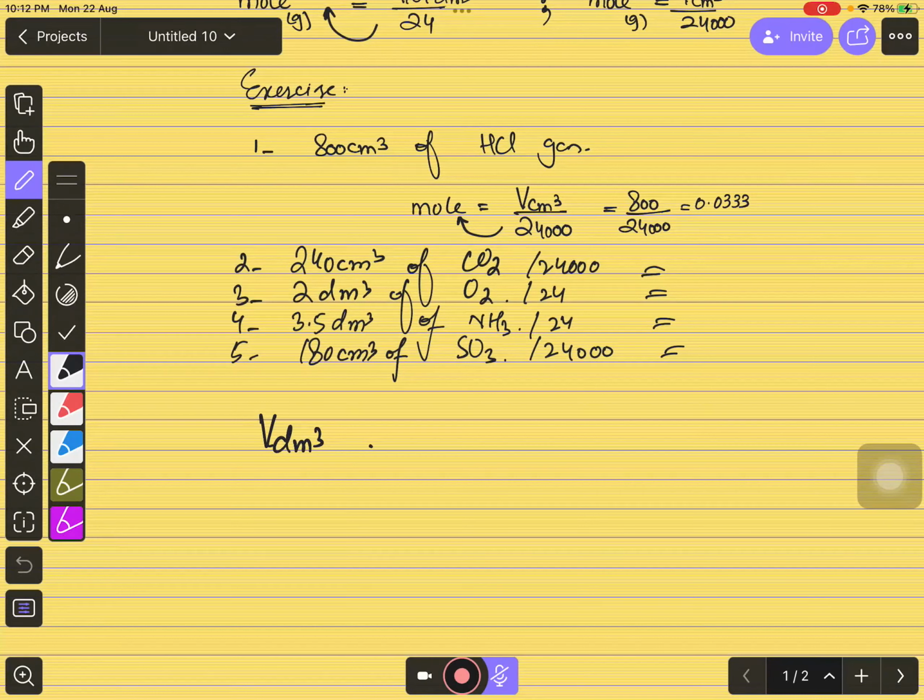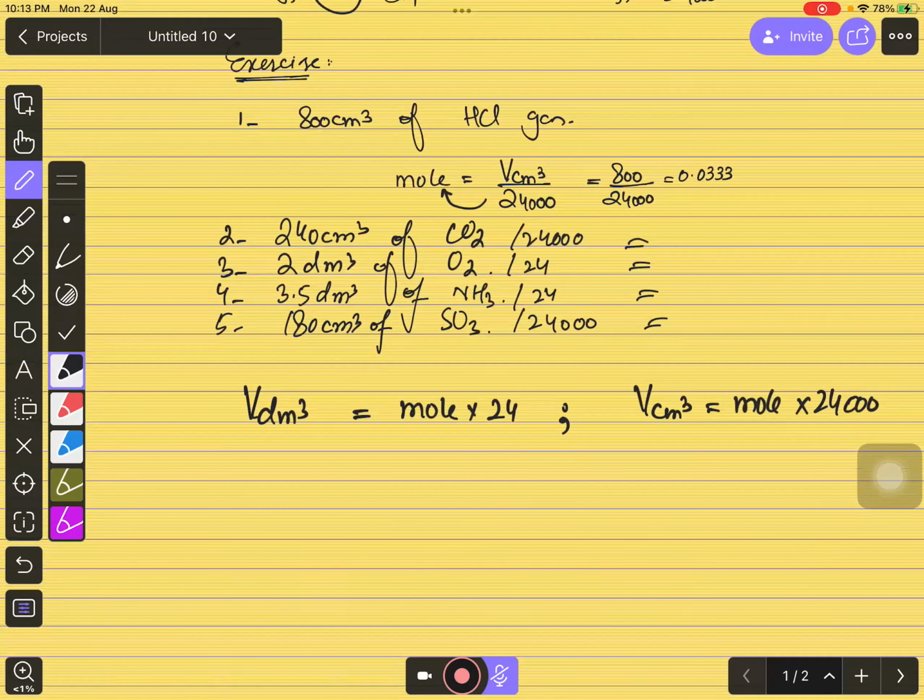If the examiner asks you to find out the volume of gases in decimeter cube, it's simple as that, you need to multiply moles with 24. Or if the examiner asks for volume in centimeter cube, bachcho, you just need to multiply moles with 24,000. That's all and nothing else. So keep it in your mind.